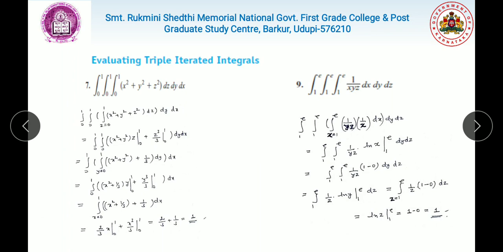So then integrate with respect to y, 1 by z is a constant, integration of 1 over y is log y, put the limits 1 to e, log e is 1 minus log 1 is 0 again, so it gives 1 by z, and finally when you integrate with respect to z, it gives log z, and between the limits 1 to e, it turns out to be 1.